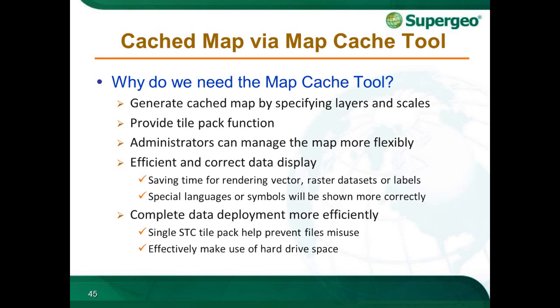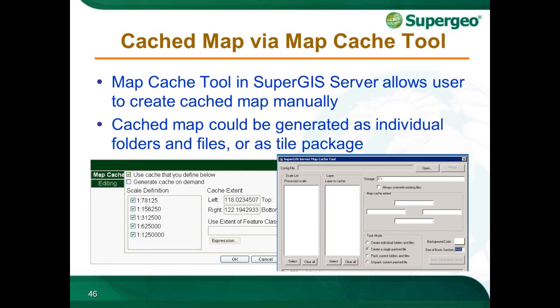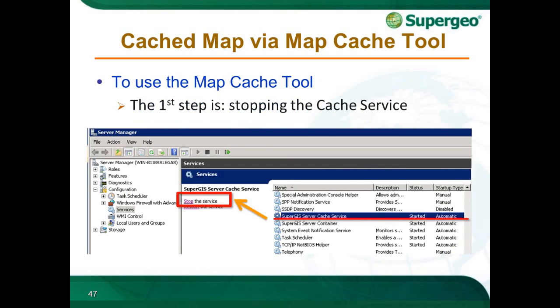That is, if you generate the map cache as a single STC tile pack, it will help to prevent file misuse. When you're moving around the different map caches, it lowers the rate that files will be misused or go missing. Also, it will make the hard drive space be used more efficiently. So with our SuperGIS Server, the map cache tool in it allows users to create a cache map manually, and it could be generated as individual folders or files, or as a tile package, which is actually an SCC format.